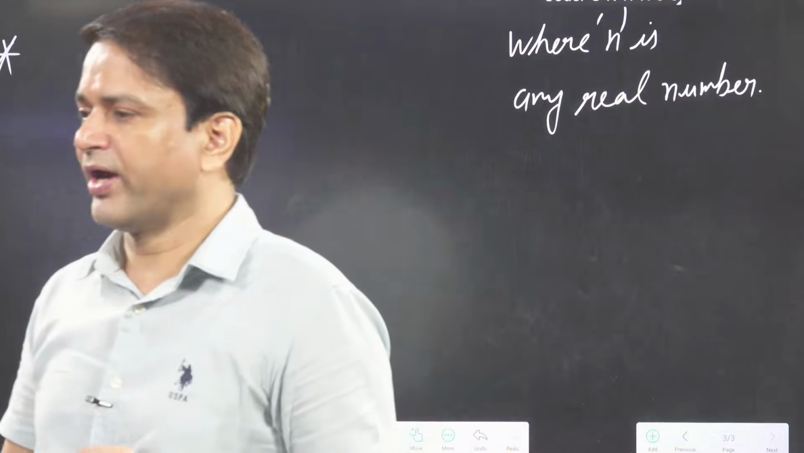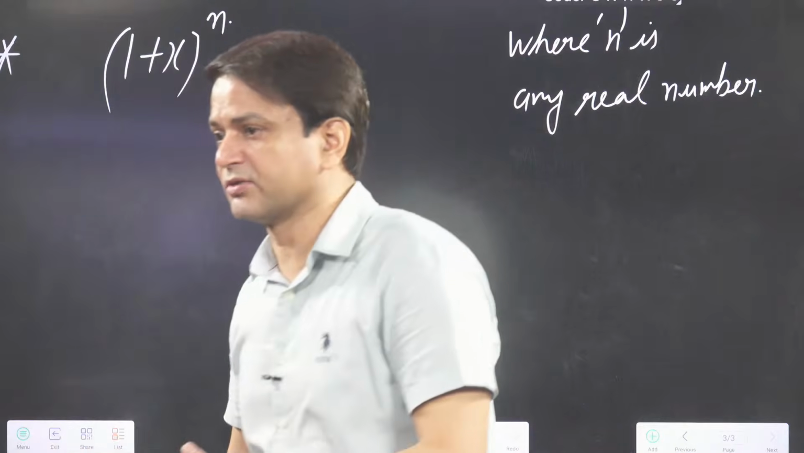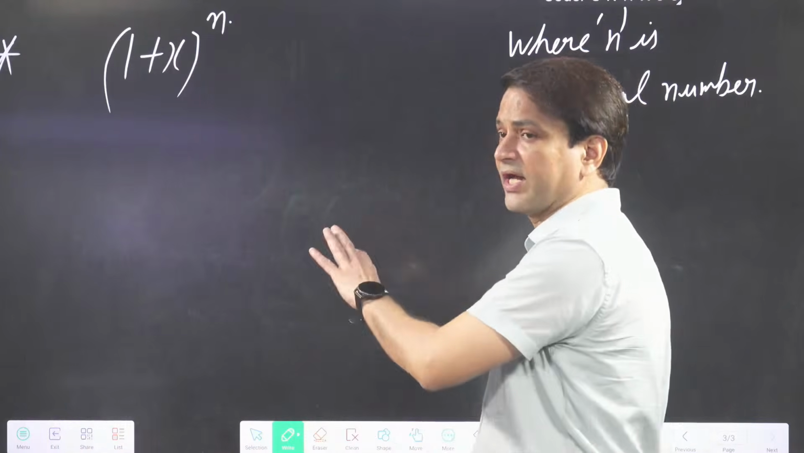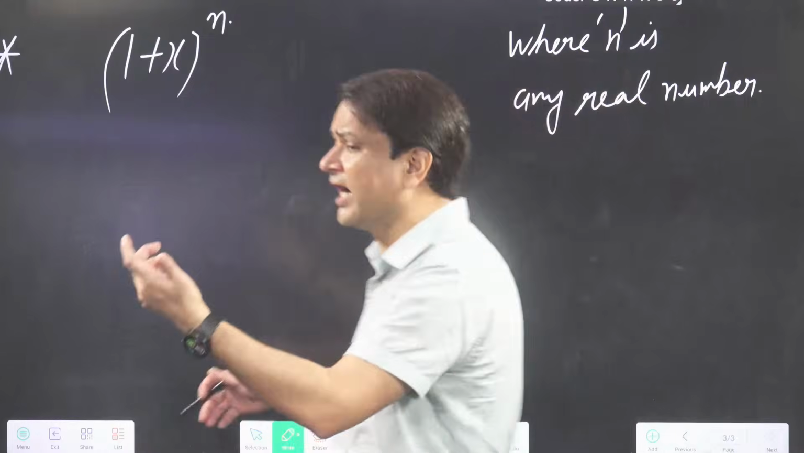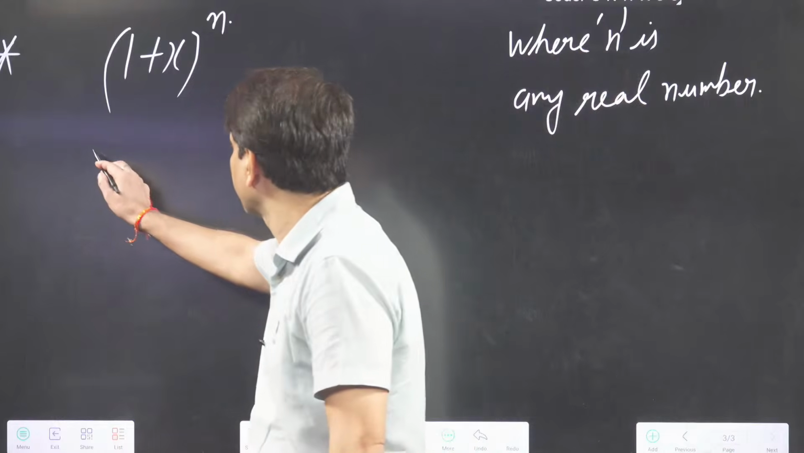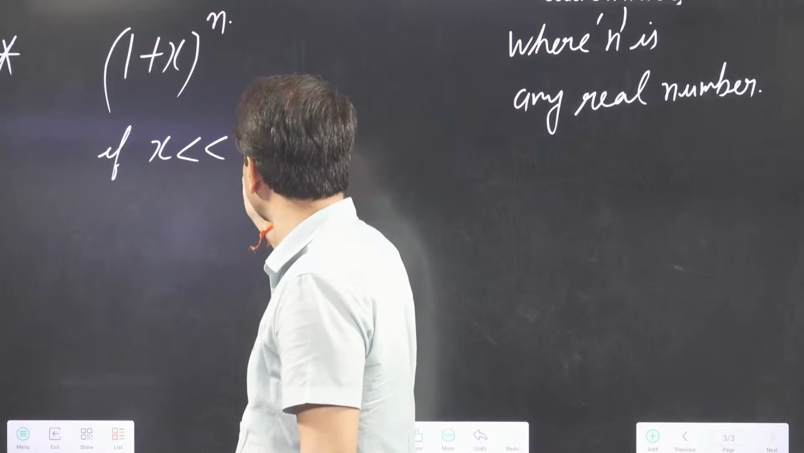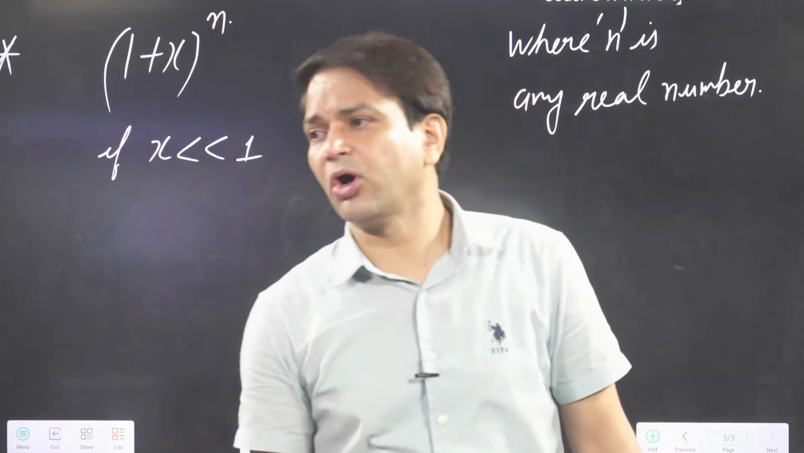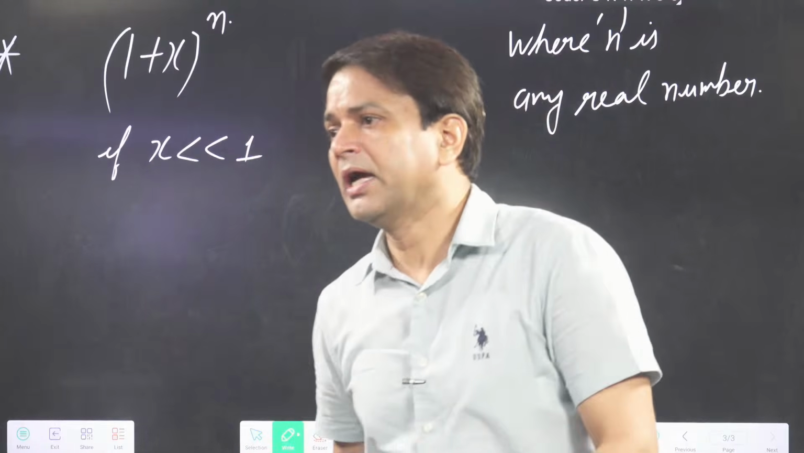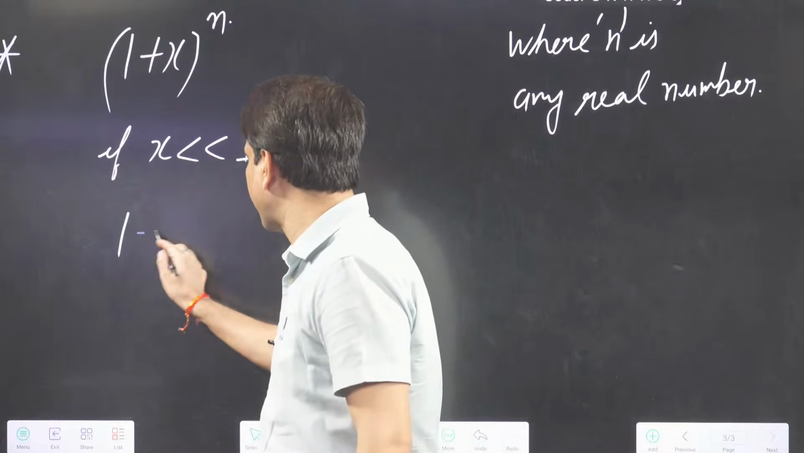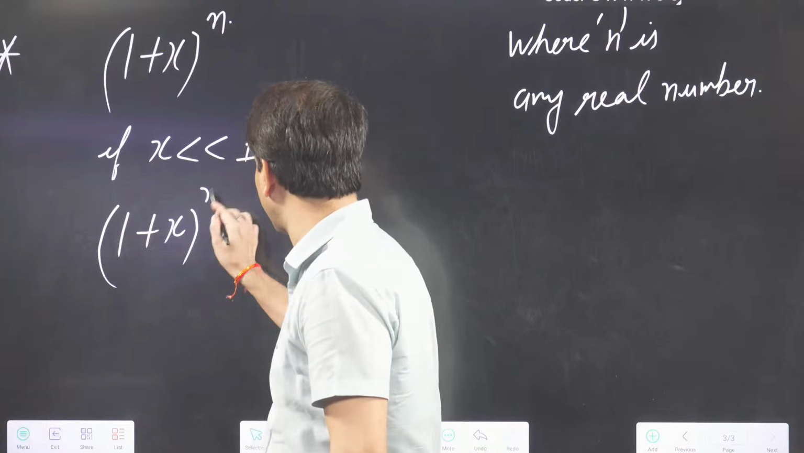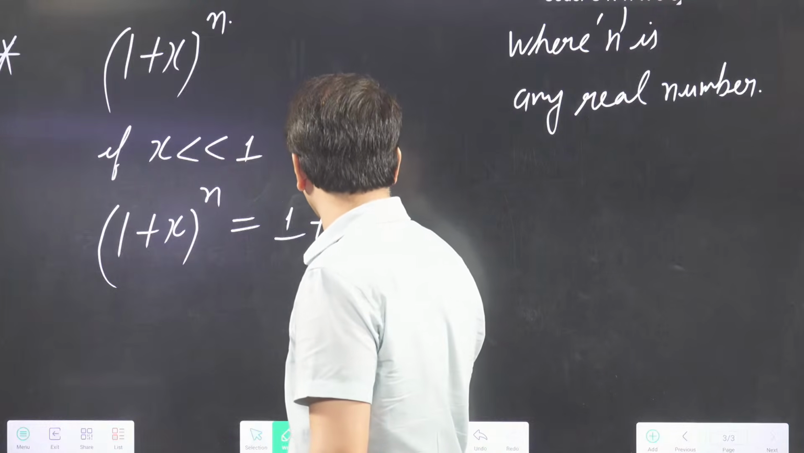Okay, so what we get in physics is 1 plus x to the power n, and mainly it comes with the condition that x is very small. If x is very small in comparison to 1, then we can directly use the binomial expansion: 1 plus x to the power n is approximately 1 plus nx.